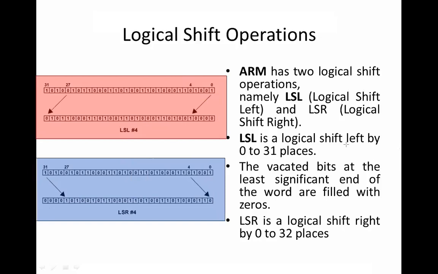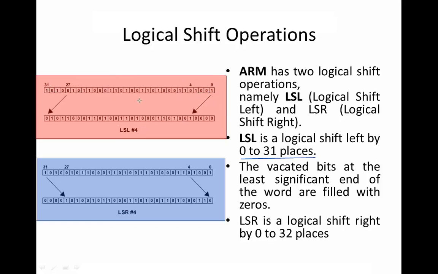LSL is a logical shift left by 0 to 31 places. When I say 0 to 31, it means I have the option to alter how many bits I need to shift. Let us take this as an example. I am using LSL #4. Let us assume that this is my data, some random data here, 101001001, and so on and so forth. This is my 0th bit, then 1, 2, 3, 4th bit, the 27th bit and the 31st bit.